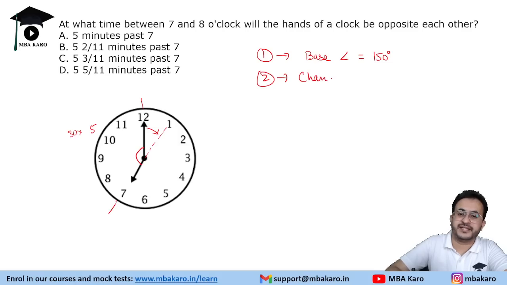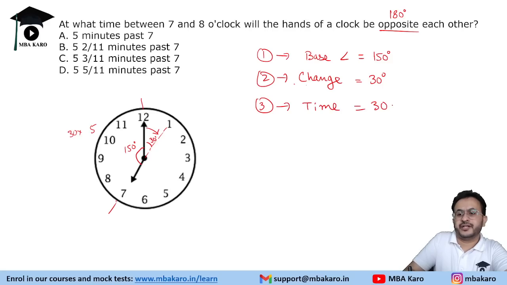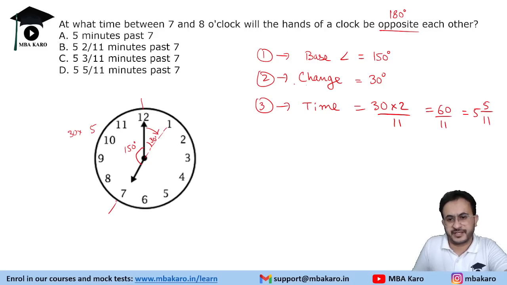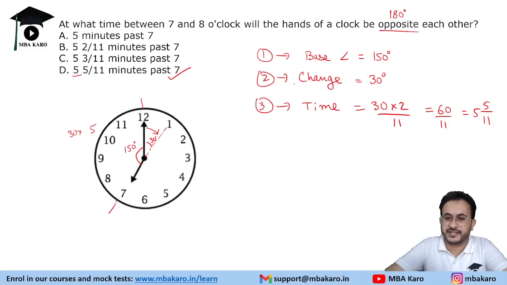Even if you do not find the base angle, that is fine. What is important is the change. Change is 30 degrees, because this is already 150 and we need to make it opposite. Opposite means 180 degrees, so the change is 30 degrees. Then the time we need is 30 into 2 by 11, which is 60 by 11, or 5 5 by 11 minutes. Now add to the base time: 5 5 by 11 minutes past 7. So that is our answer.